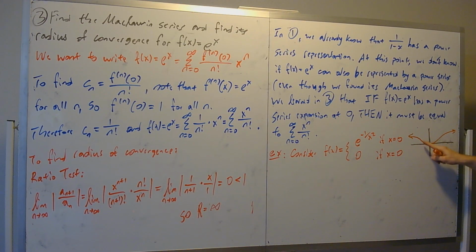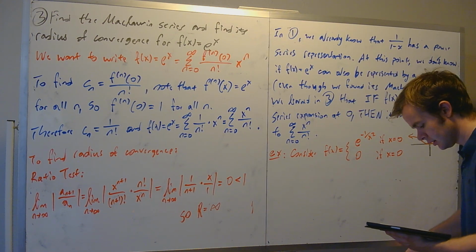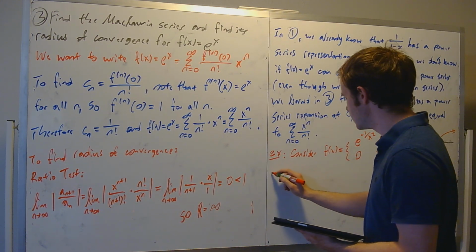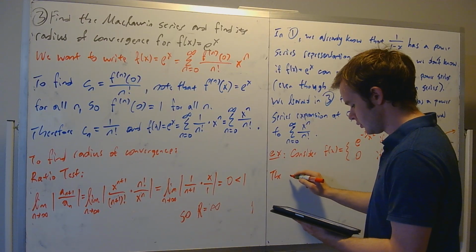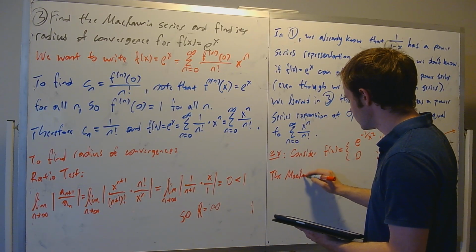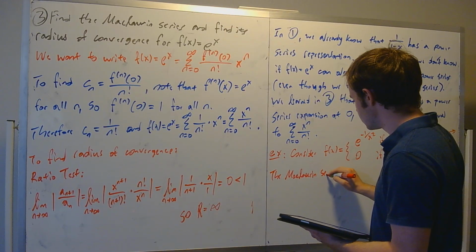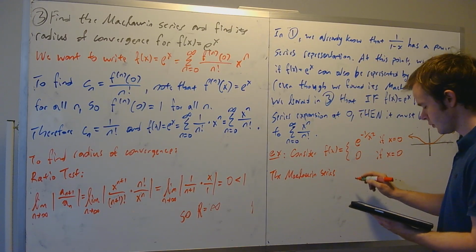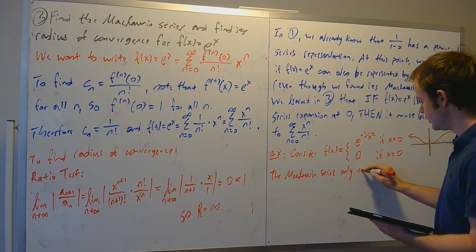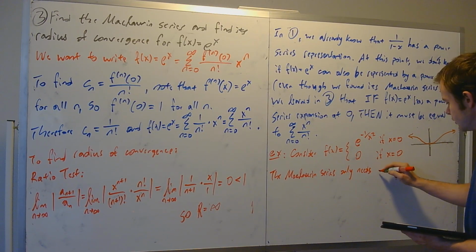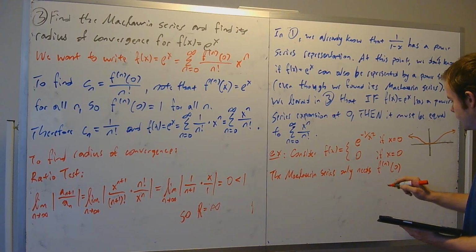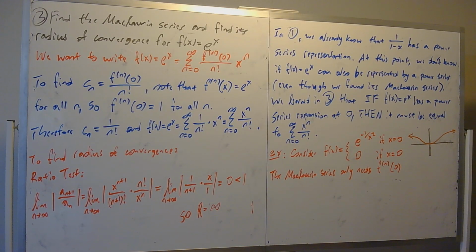It's going to look something like this, where as you start approaching x equals 0, you start really quickly approaching y equals 0. So what I'll say here is the Maclaurin series only needs the nth derivative of our function f at 0.